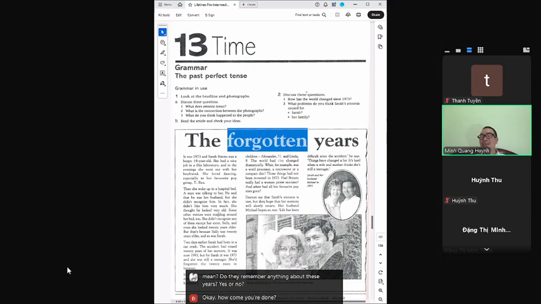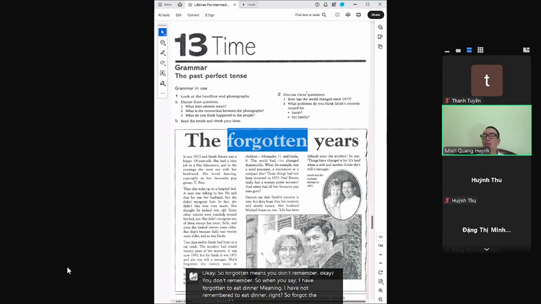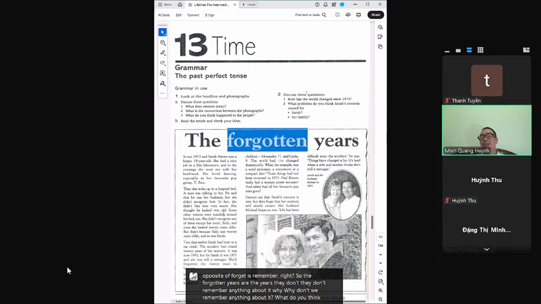Okay. So forgotten means you don't remember. So when you say, I have forgotten to eat dinner, meaning I have not remembered to eat dinner, right? So forgot, the opposite of forget is remember, right? So the forgotten years are the years they don't remember anything about. Why don't we remember anything about it? What do you think happened to them?